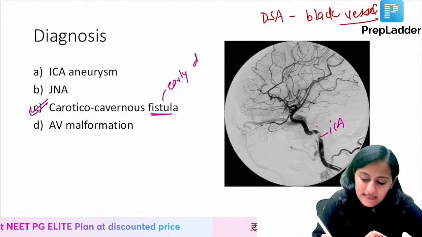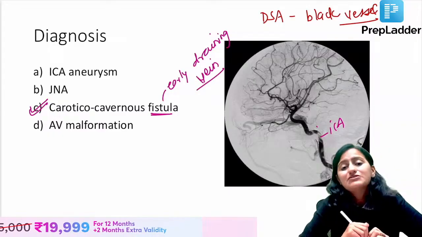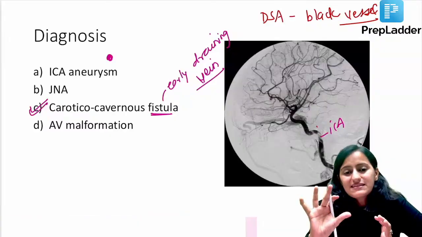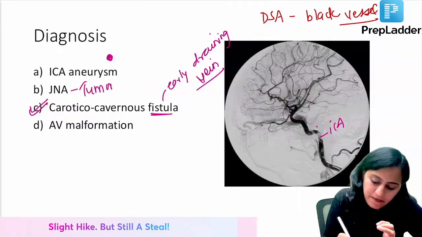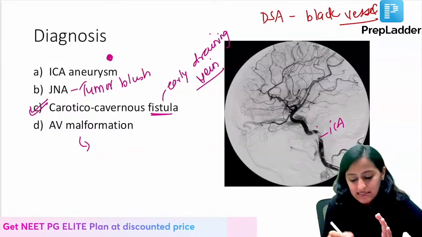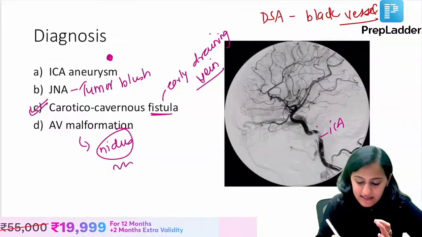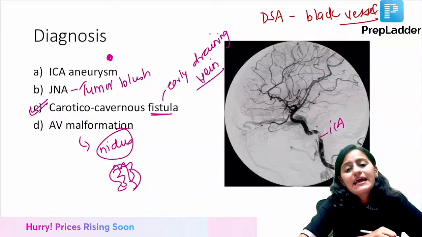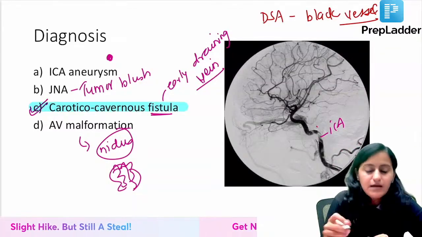Fistula shows an early draining vein. Okay, fistula shows an early draining vein. If it was ICA aneurysm, you will see a blob of contrast like this. Okay, what will be seen in JNA? Tumor blush will be seen. Okay, you will see a lot of contrast in that area. AV malformation is something which shows a nidus, abnormal entanglement of vessels, which shows the bag of worms appearance. The nidus will be seen in AV malformation. So this is carotico-cavernous fistula.